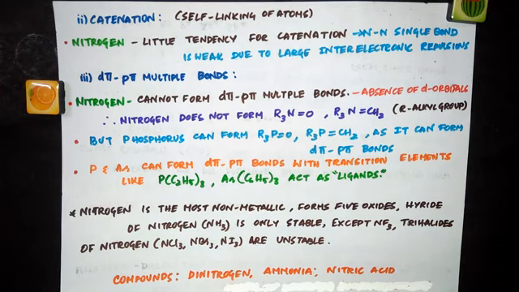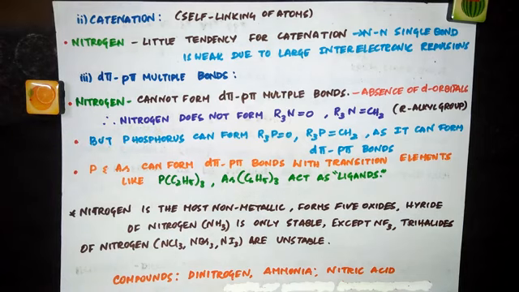When we say compounds of nitrogen, we are going to see how to prepare those compounds, what their properties are, and what their uses are. Under that topic, we are going to see about ammonia, nitric acid, and dinitrogen also, which is nothing but molecular nitrogen, N2.